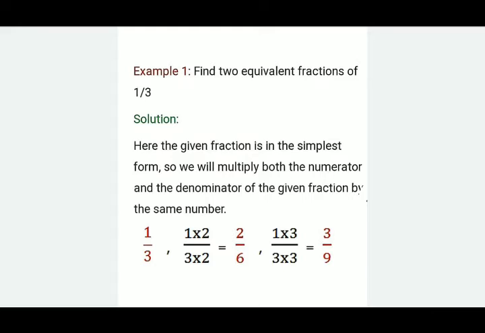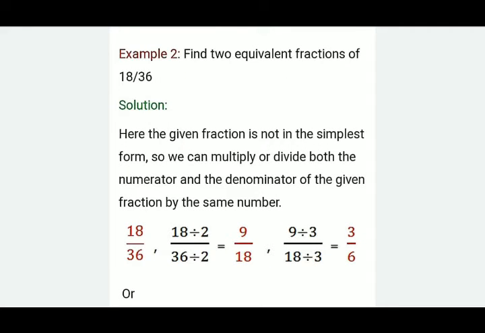We need 2 equivalent fractions, so we have to choose any two numbers and multiply them with numerator and denominator. First we will multiply 1 by 3 with 2. Multiplying 1 by 3 with 2, we get 1 2s are 2, 3 2s are 6. And after that, 1 multiplied by 3 and 3 multiplied by 3, so the answer will be 3 by 9. So the two equivalent fractions of 1 by 3 are 2 by 6 and 3 by 9.